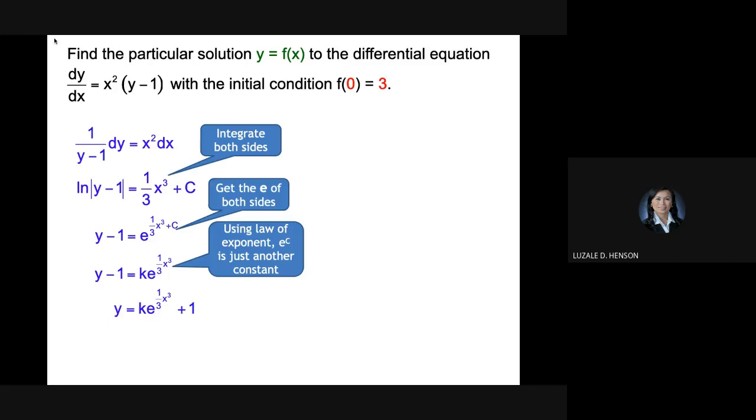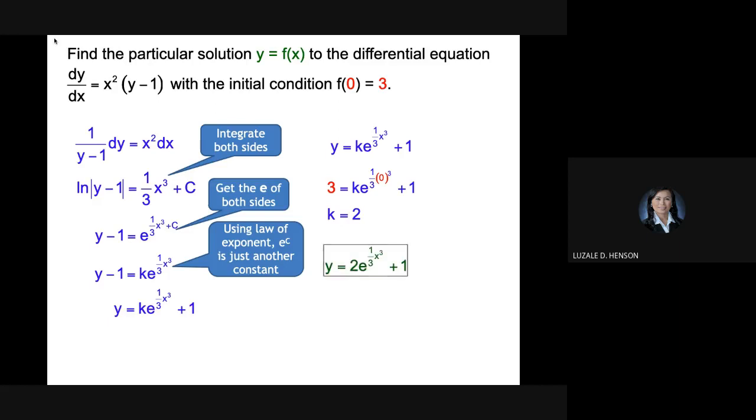So that is our answer: y is equal to... but not yet, because we will substitute. f of 0 is equal to 3, so you let x be equal to 0 and y equal to 3. What is the value of k when x is 0 and y equals 3? Substitute that to solve for k. That becomes e to the 0, and e to the 0 is just 1. So we have k plus 1 equals 3. Therefore, k is equal to 2.